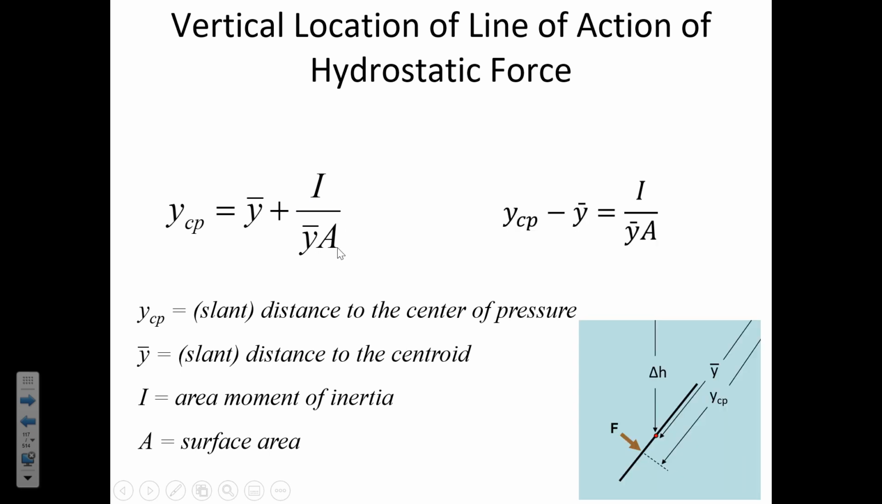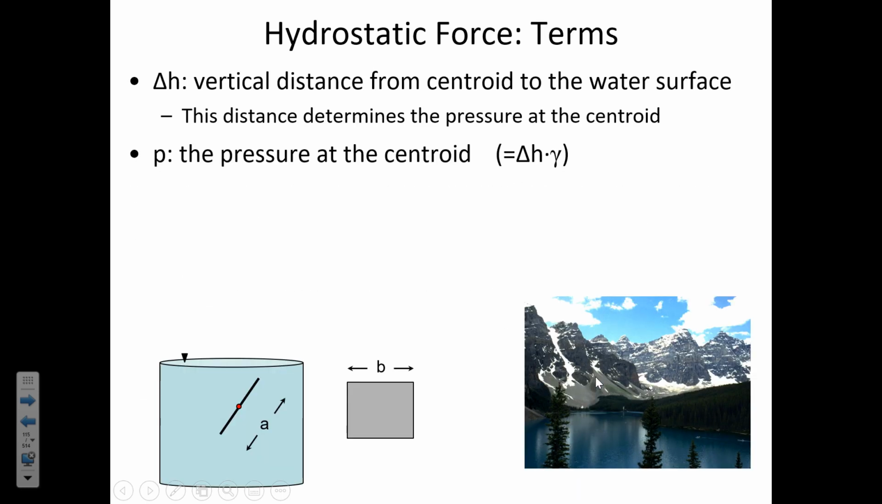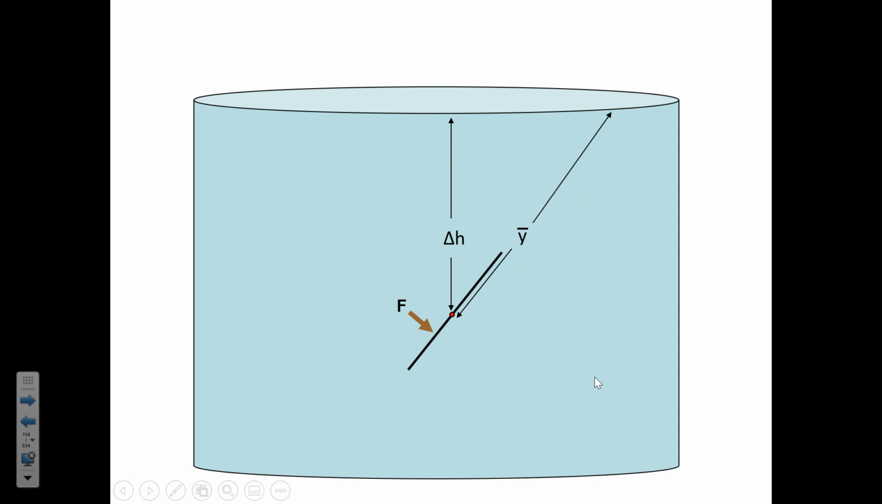Now, if we subtract Y bar from both sides of the equation, YCP minus Y bar, what you can think of that as, it's the distance between this red dot and where the force is located. And let me tell you why that's significant. Let me just briefly go back to this slide. All right, you can see that the force is located below this center of area.